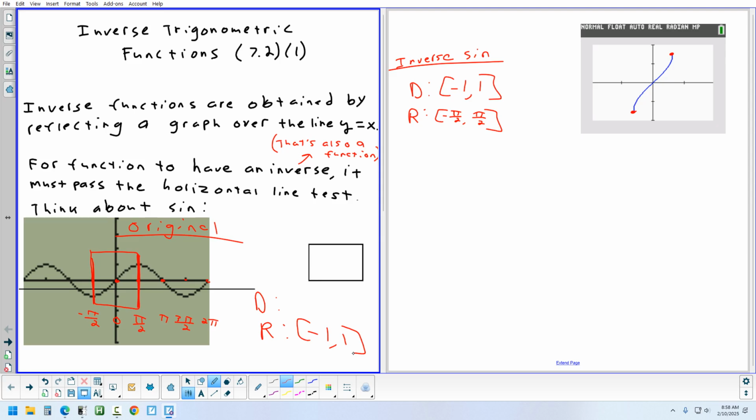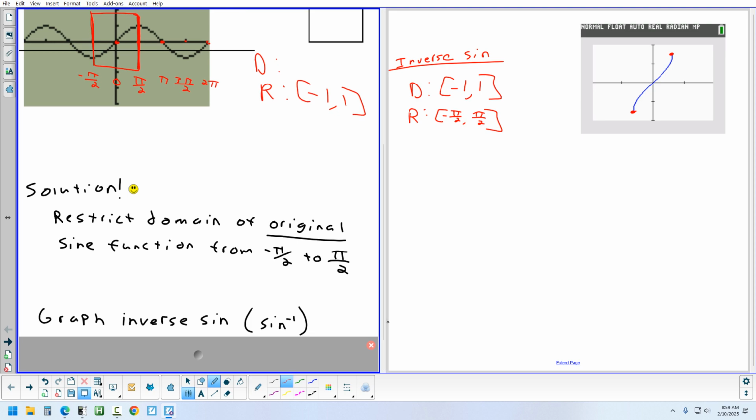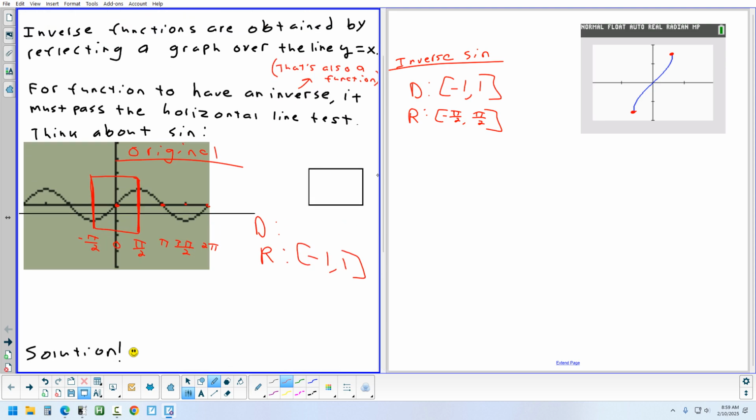And how about the domain? How far left and right do the edges of that box go? We made that box, so we should know what we set the left and the right edge to. Negative pi over 2 to pi over 2. Yep, that was what we restricted the domain to. Negative pi over 2 to pi over 2. Okay. This is for the original.